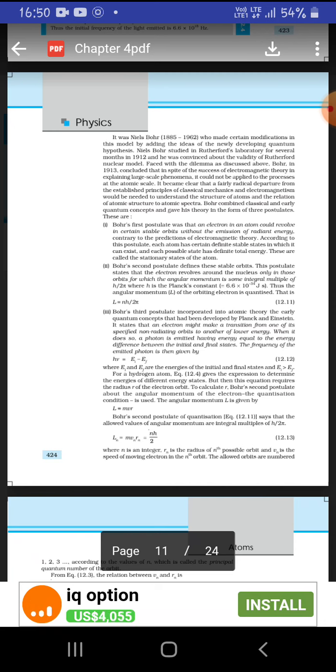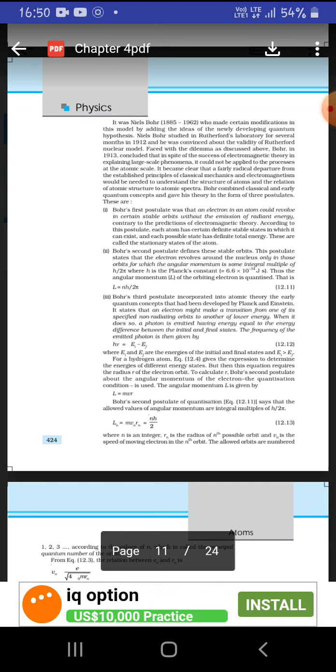Next, the second postulate states that the electron revolves around the nucleus only in those orbits for which the angular momentum is some integral multiple of h by 2π, where h is Planck's constant, 6.6 × 10 to the power -34 Js. Thus the angular momentum L of the orbiting electron is quantized, and L is equal to nh by 2π.